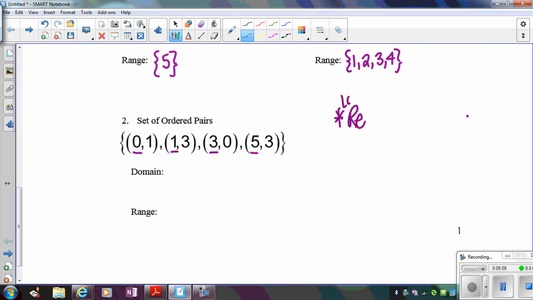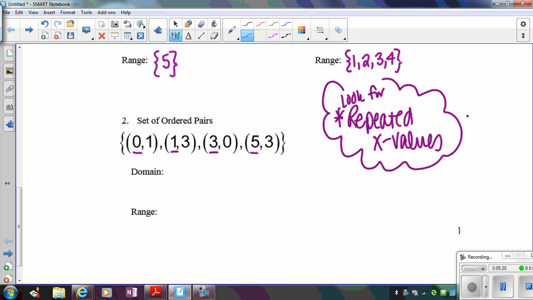So let me just write that. Look for repeated x values. That's a good way to determine if you have a function or not. So if you have repeated x values, it's not going to be a function as long as the y values aren't the same. So for our domain here, all of our x values are going to be 0, 1, 3, and 5.